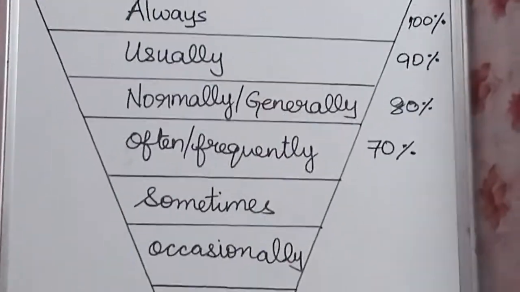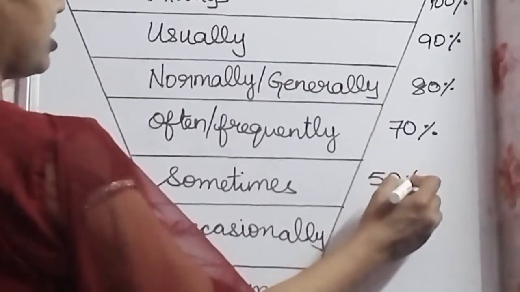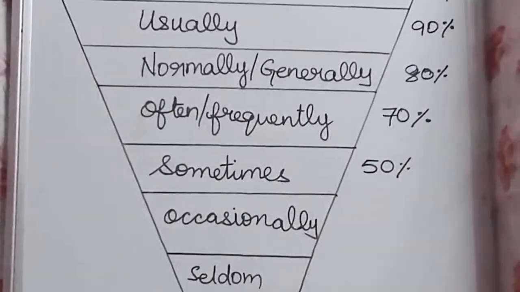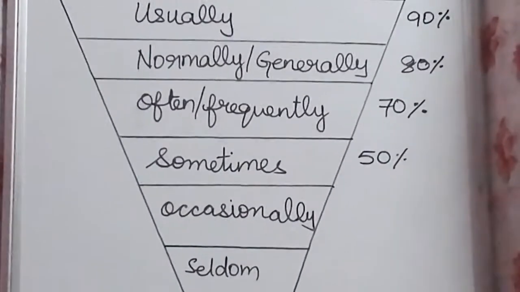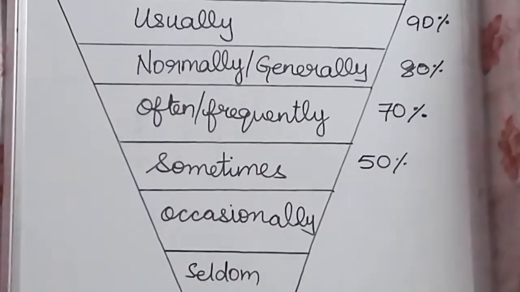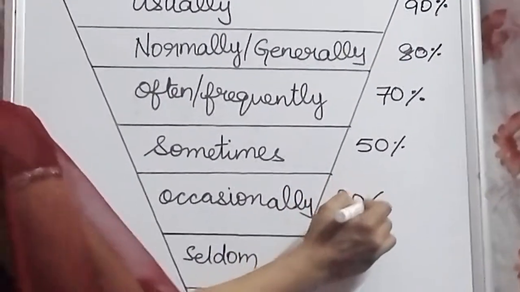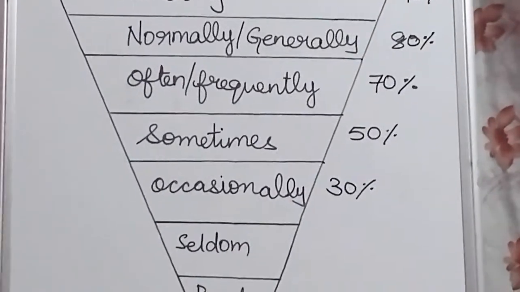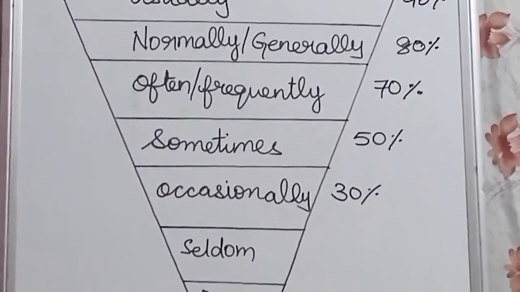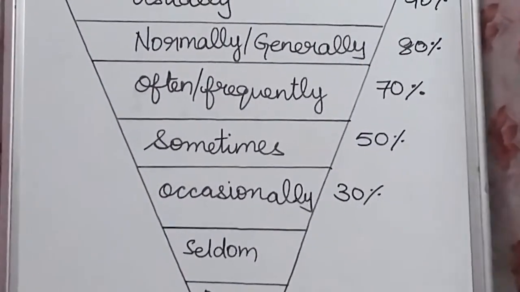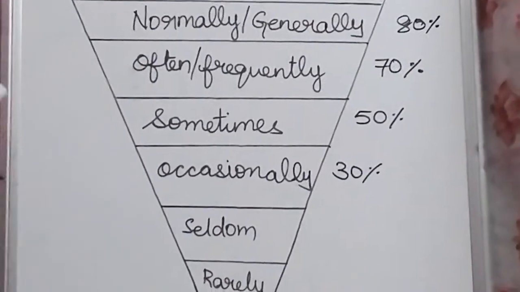The next one is sometimes. We use this sometimes when an activity is done 50% of the time. For example, I sometimes play tennis on the weekends. Then occasionally we use when the activity is done 30% of the time. I occasionally eat biryani. Occasionally means 30% of the time, not very frequently.